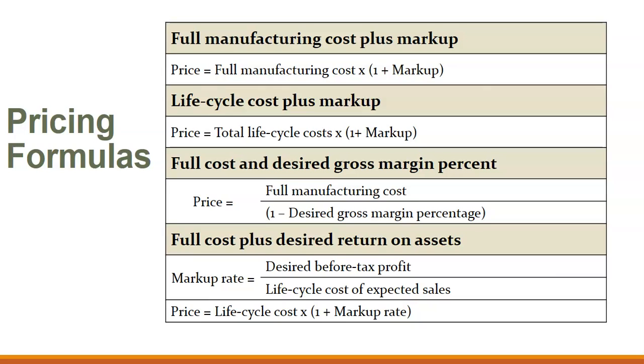If we're looking at a full cost plus desired return on assets, then we want to look at our desired profit before tax profit divided by our life cycle cost of expected sales. We then take that life cycle cost times our markup rate that we calculated in the previous step.